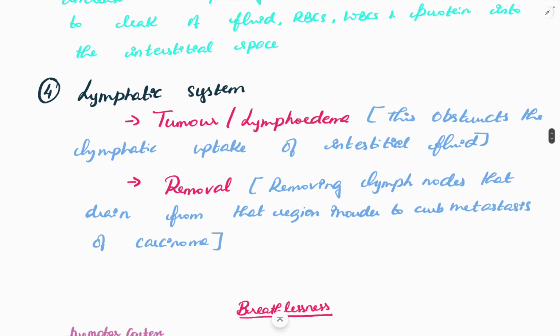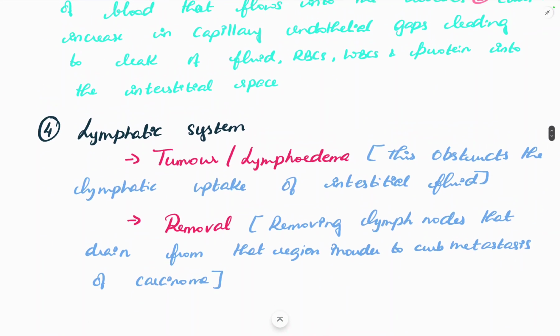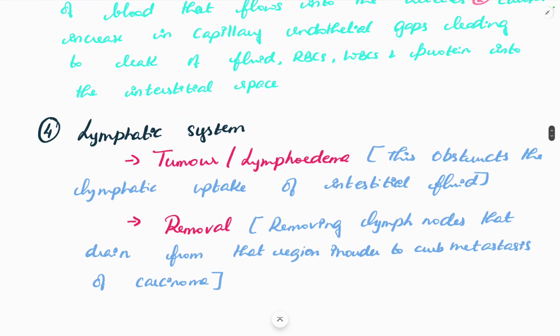So the final one is the lymphatic system. What was its job? It was going to take in whatever remaining fluid was there in the interstitium, and send it back into the vein. So if there's any obstruction, like a tumor or lymphedema, that will obstruct the lymphatic uptake of interstitial fluid. What is the other one?